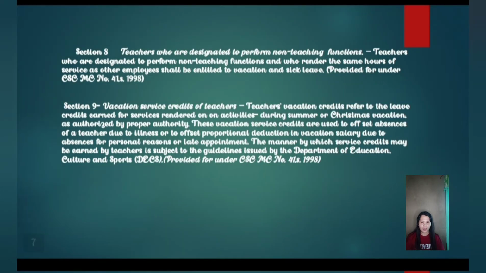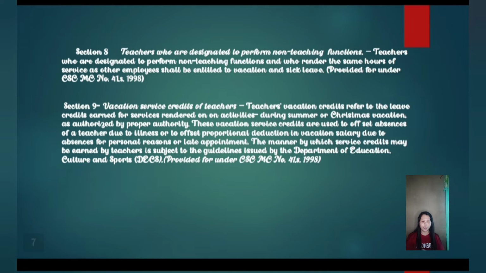So in Section 8, teachers who are designated to perform non-teaching functions. Teachers who are designated to perform non-teaching functions and who render the same hours of service as other employees shall be entitled to vacation and sick leave, provided for under CSCMC number 41, Section 1998. In Section 9, vacation service credits to teachers.